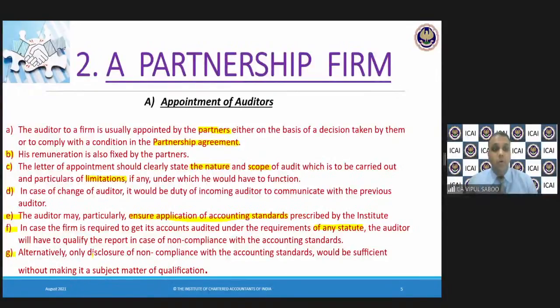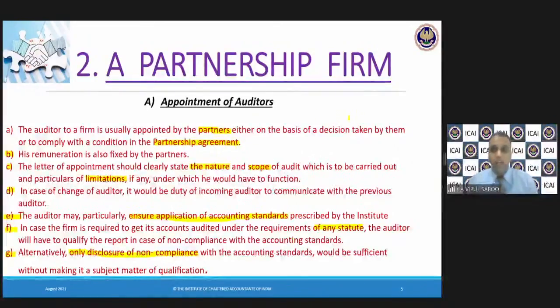Alternatively, what you can do is, only disclosure of non-compliance with accounting standards would be sufficient without making it a subject matter of qualification, because clients usually run away from qualifications. Qualification actually leaves a negative mark. So don't qualify; there is another option as well. You just disclose the non-compliances. Either they disclose it in their notes to accounts, or you disclose it in your audit report, if they don't disclose that this much non-compliance is there with these accounting standards. So this is what is related to appointment of auditors.